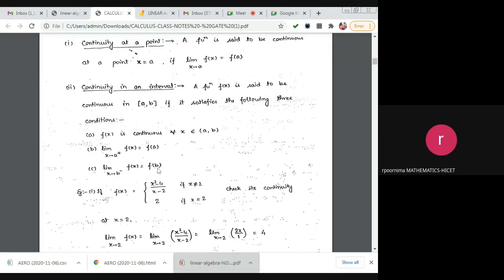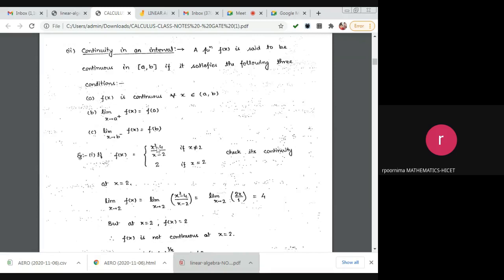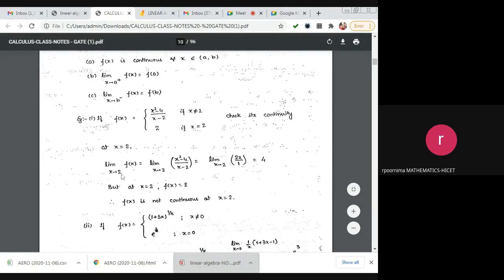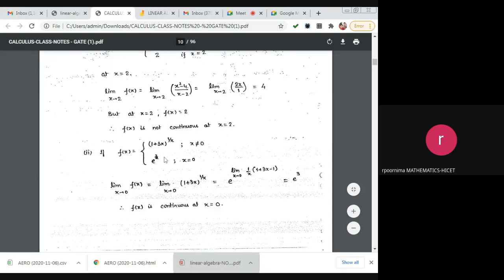Okay, example: f of x equals x square minus 4 by x minus 2 if x is not equal to 2, and 2 if x equals 2. They ask to check the continuity. So at x equal to 2, limit x tends to 2 of f of x, which is equal to limit x tends to 2 of x square minus 4 by x minus 2, which is equal to limit x tends to 2 of, you are differentiating the terms. Okay, you are applying L'Hospital's rule. So 2x by 1, which is 4. So at x equal to 2, f of x is 2. So f of x is not continuous at x equal to 2. In a similar way, you just check the other terms too.